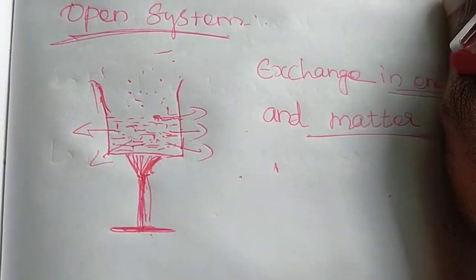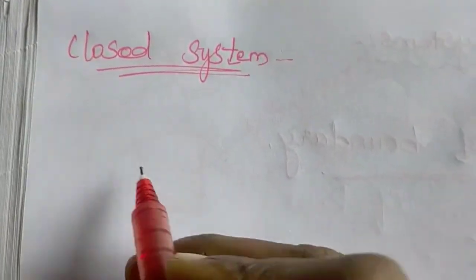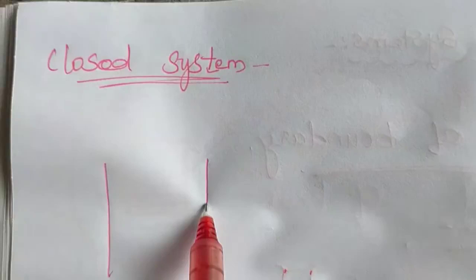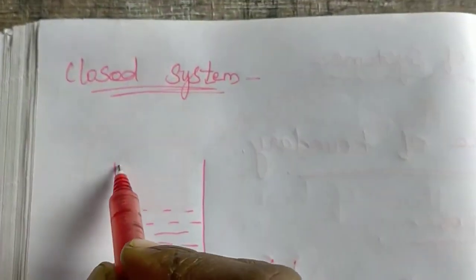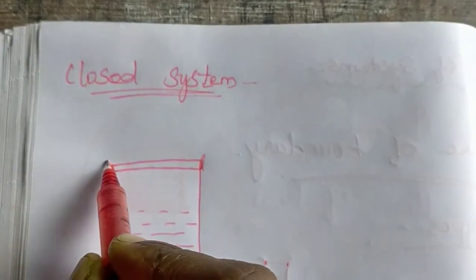And the next system is the closed system. Closed system is the second type of system from the types of system. To understand this closed system, take a water-containing beaker. The mouth of that beaker is closed. Now this system is absorbing the heat energy from the surroundings.